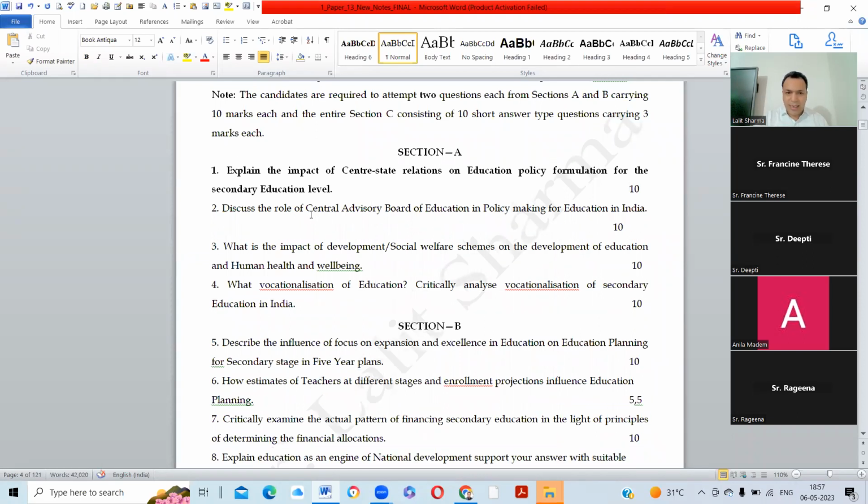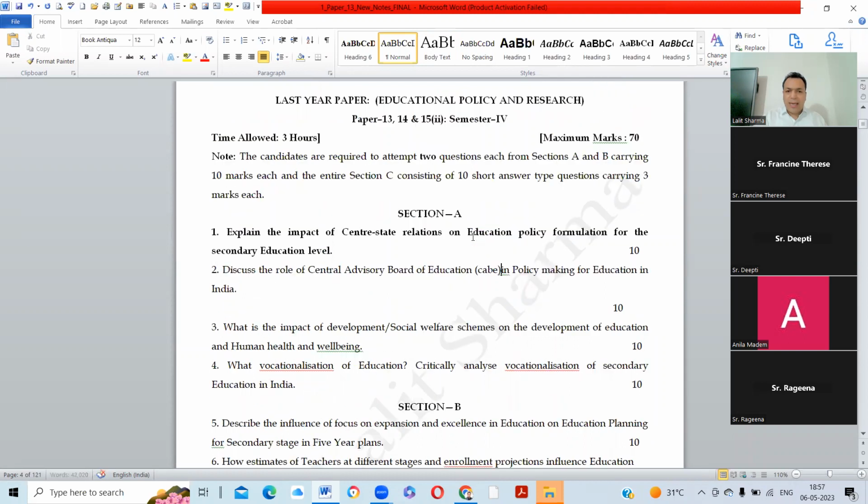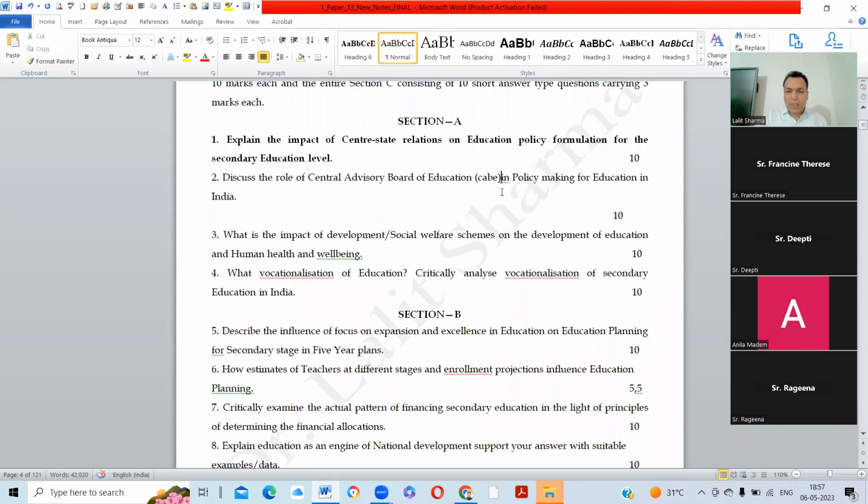And the second is CABE. This is: discuss the role of CABE. This is important. Everybody should know about this. Today we will discuss that. This is called CABE, C-A-B-E. This question always comes related to CABE: Central Advisory Board of Education. It is the apex body which gives directions to the central government regarding the education process. Okay, we will discuss it today.